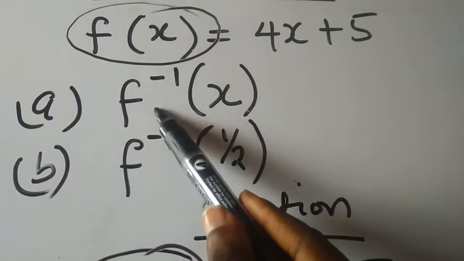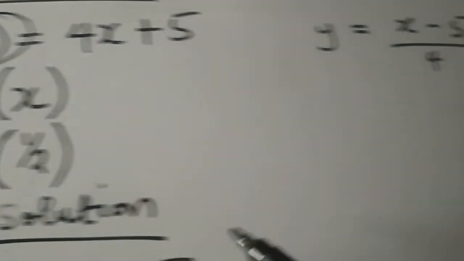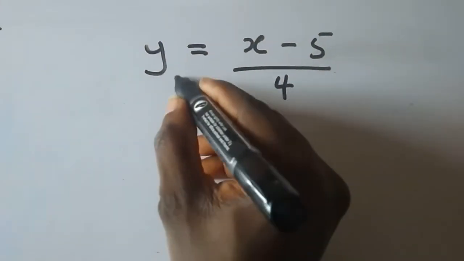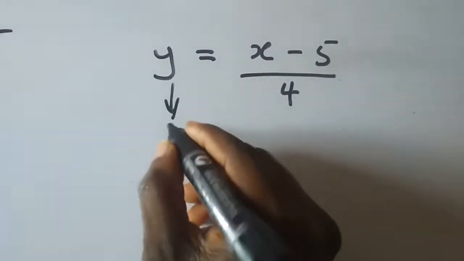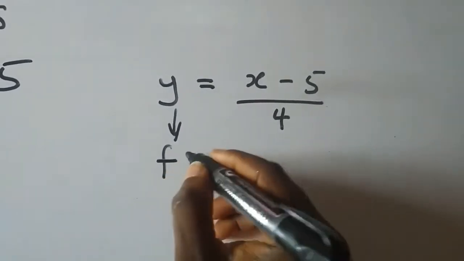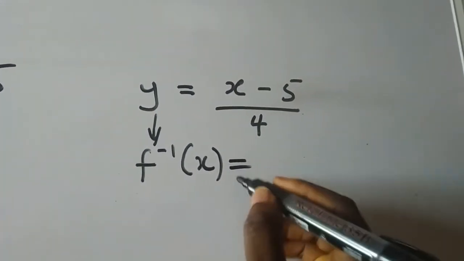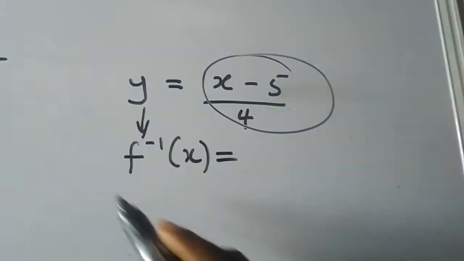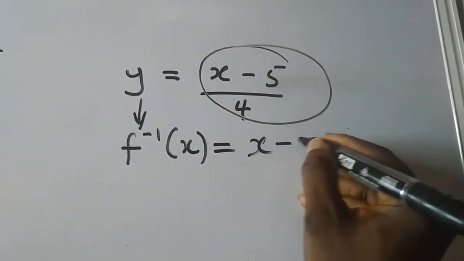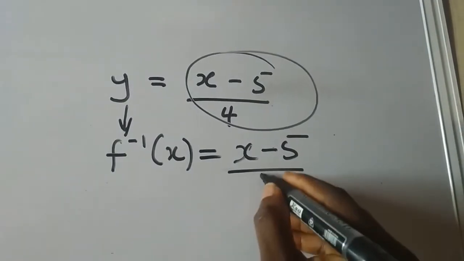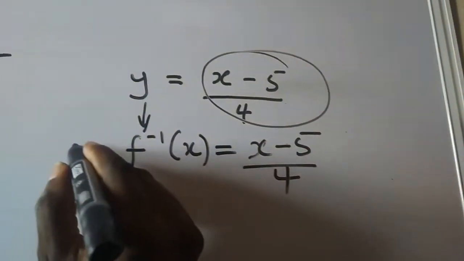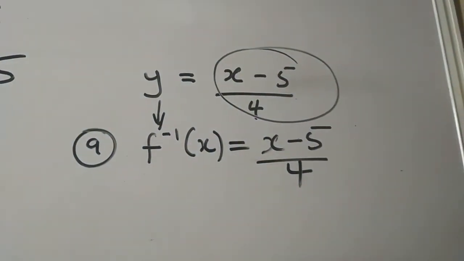Now we are asked to find f inverse of x. So we are going to replace y with f inverse of x. So f inverse of x is this function we've gotten, that's x minus 5 over 4. Now this is the answer for question A.